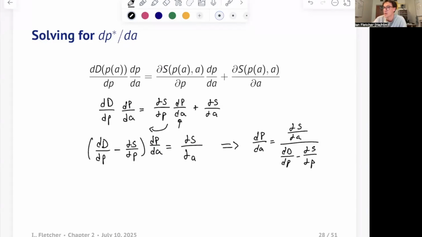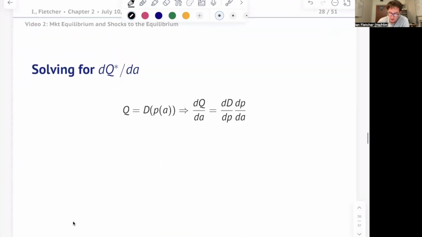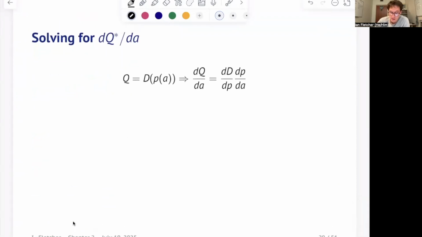If we want to think about what this actually means, it looks gross, but we should be able to figure out exactly what it says. It says that this is the direct effect on supply over the indirect effects on demand and supply. That should be the big difference in finding dP/dA. Then solving for dQ/dA is just going to be the chain rule like we did beforehand, and this chain rule should be pretty straightforward.